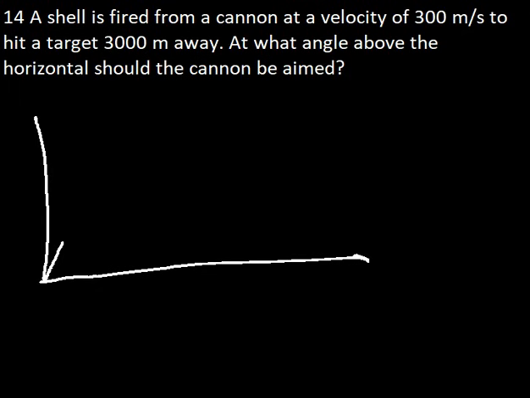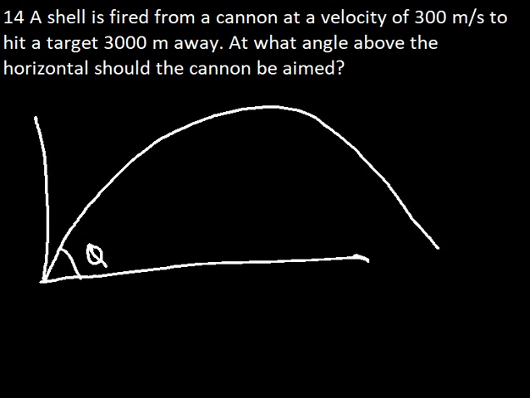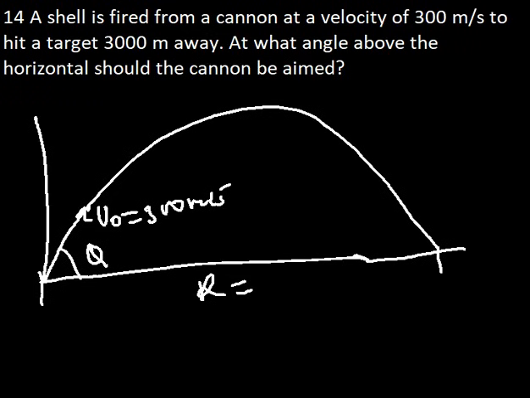That is symmetric. Now a shell has been fired at an angle of theta. We don't know it, but the launch velocity is given as 300 meters per second, and it is being aimed at a target 3,000 meters away. So from here up to here, we're talking about the range, which is given as 3,000 meters. Now the question says we should find the angle theta.